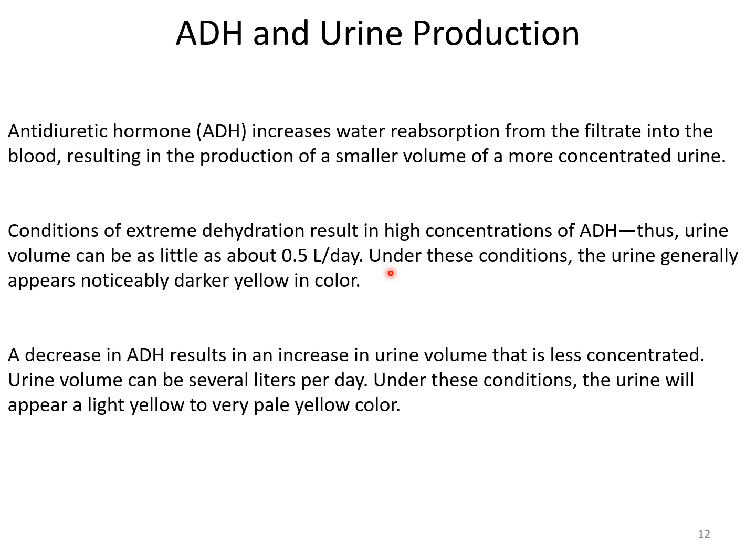A decrease in ADH results in an increase in urine volume. If you don't have ADH around moving more of the water out of the tubular fluid into the blood, it's going to stay in the tubular fluid. It's going to create a larger volume of urine, and it's going to be lighter in color and less concentrated. So you can have several liters of urine produced and released each day if you don't have a lot of ADH around, which would be the case if you're well hydrated.